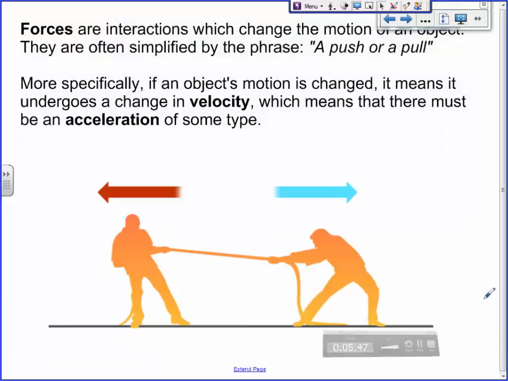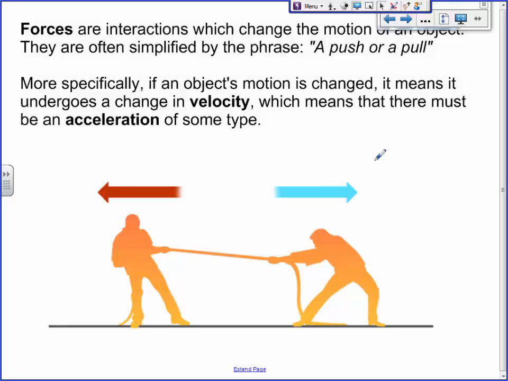Almost forgot. You guys have heard this phrase before, a force is a push or a pull? I could either push this chair, or I could pull it back, one of the two. But I want to read the second line here. It's more about the object's motion is changing. If something's undergoing a force, it has to have a change in velocity.